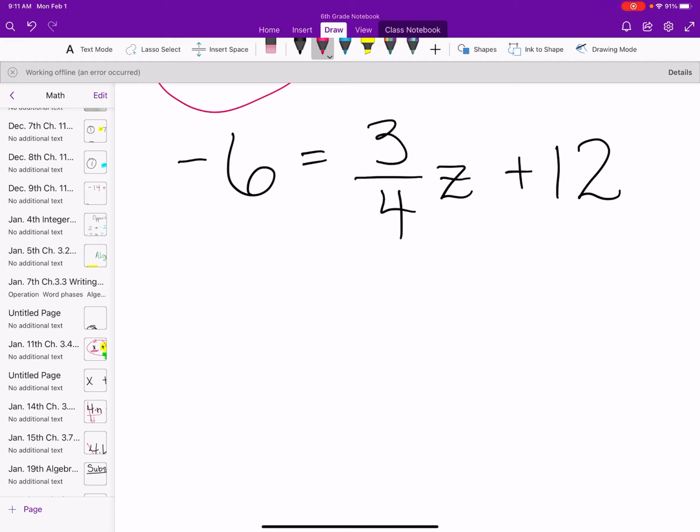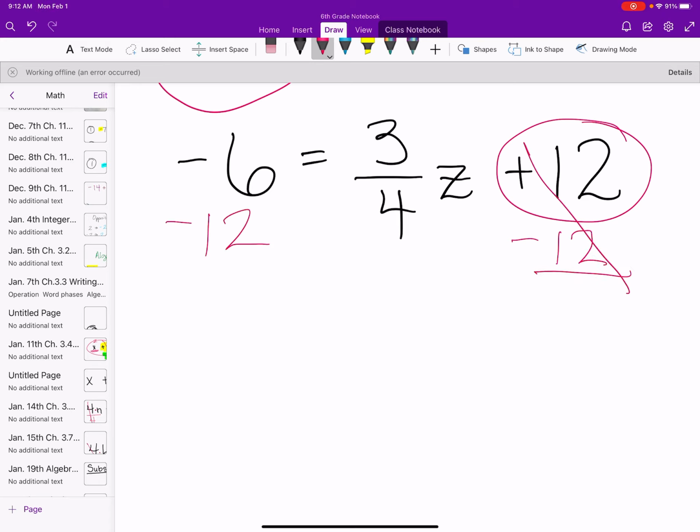So I need to get z by itself. I need to do the opposite of plus 12, which is minus 12. So now I have -6 minus 12. They both have the same signs, meaning we're going to add. 6 plus 12 is 18. I'm keeping my negative because we're just adding and subtracting, so they don't cancel. And now I have -18 is equal to 3/4 times z.